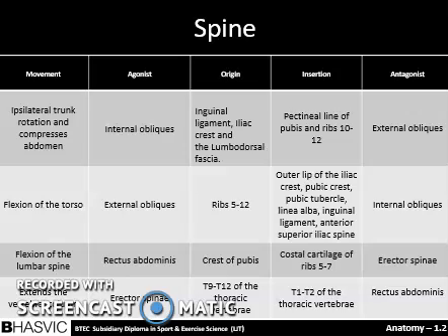The erector spinae's main movement is to extend the vertebral column. The origin is the T9 to T12 of the thoracic vertebrae, and the insertion is the T1 to T2 of the thoracic vertebrae. The antagonist is the rectus abdominis.